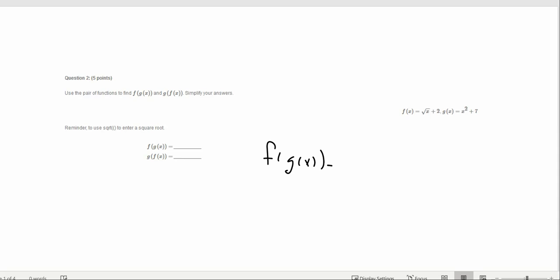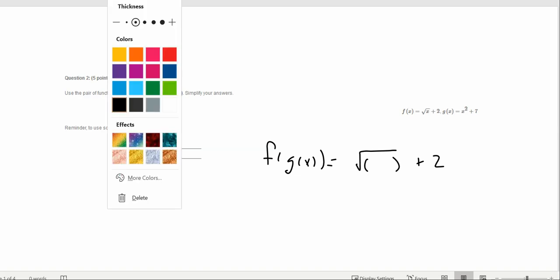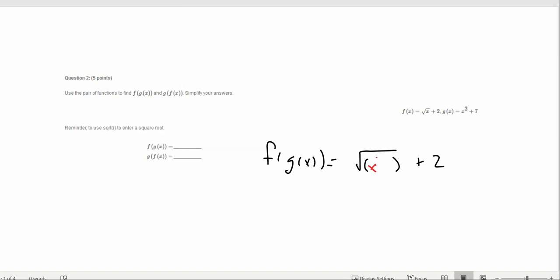so what that means is we take f of x and we substitute g of x in for it. So f of x is the square root of x plus 2. Now, when I do these composite functions, wherever I see an x, I just put a parentheses for that outside function, or the one that's on the left. And then you go in and you substitute into the parentheses the other function. So we're just going to put an x squared plus 7 in there in the parentheses.